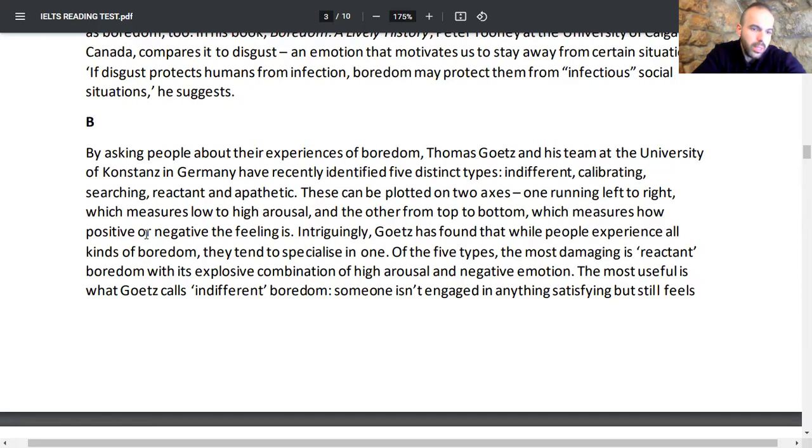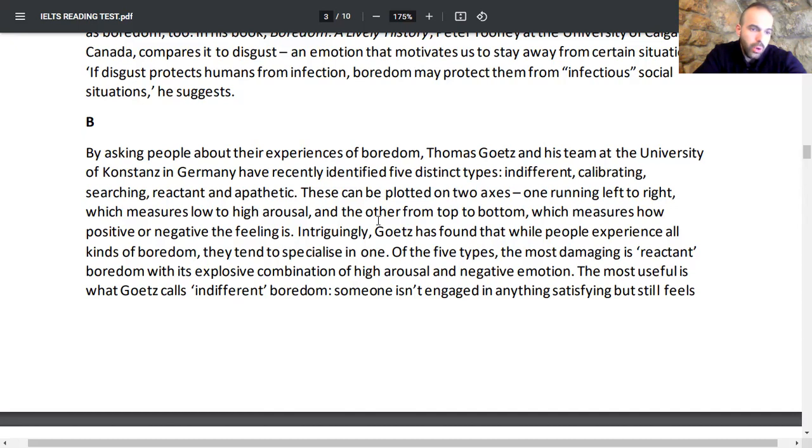So what does it mean then? The system used by the researchers to measure these types is then described. As you can see, it says 2 axes, and here it says a 2-axis chart is used to arrange the types. They said this can be plotted on 2 axes, one running left to right, which measures load, and so on.